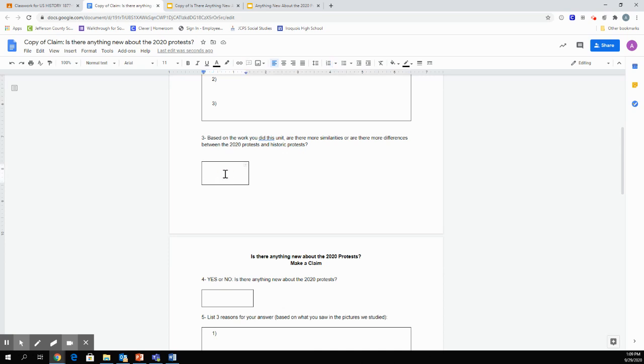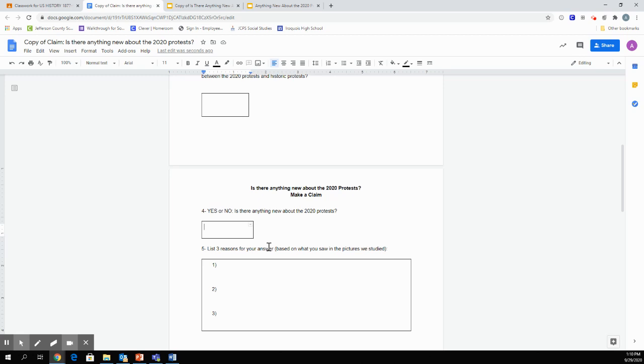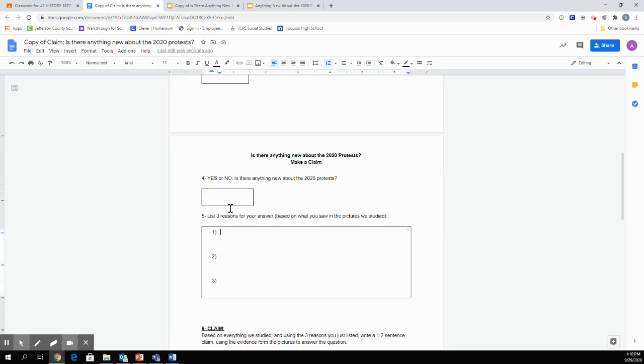Let me know. Are there more similarities or differences? That's up to you. And so now, do you think, is there anything new about the 2020 protests? Yes or no? Are these protests similar to every protest that ever happened? Is it just more of the same? Or is this something new, something different? Let me know. And then tell me why. Why is there something new about these protests? What's new about these protests? Or no, they're not new. So what? Why aren't they new? What's the same as the other protests? That's what 3 reasons go there.